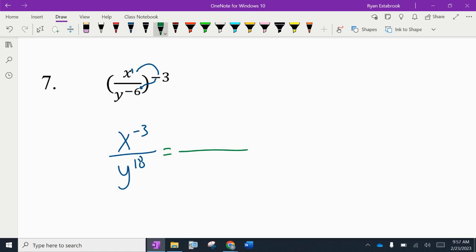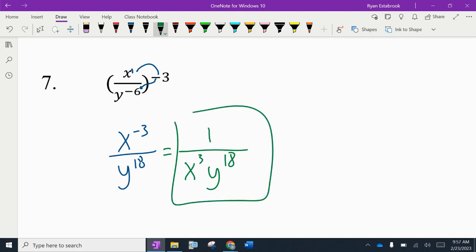Equals. Does the x have to move? Yes. It has a negative exponent. What does that mean? You have to move it down where it becomes positive. Does the y have to move? No, because it has a positive exponent. It can stay where it is. What about the numerator? It's got to be something. 1 is the placeholder.